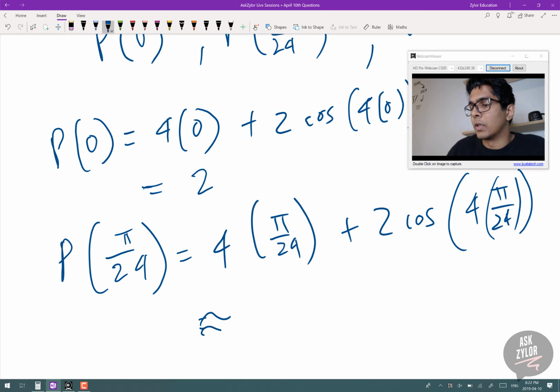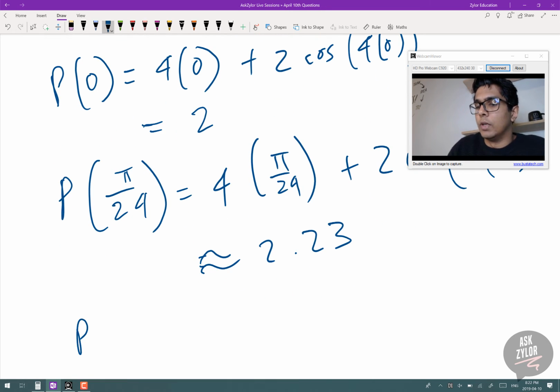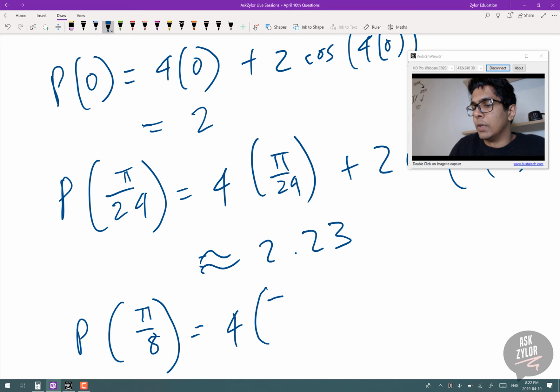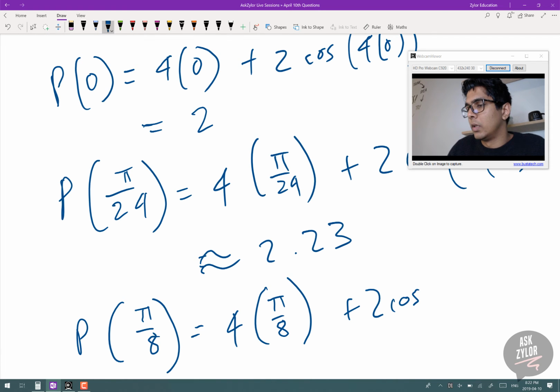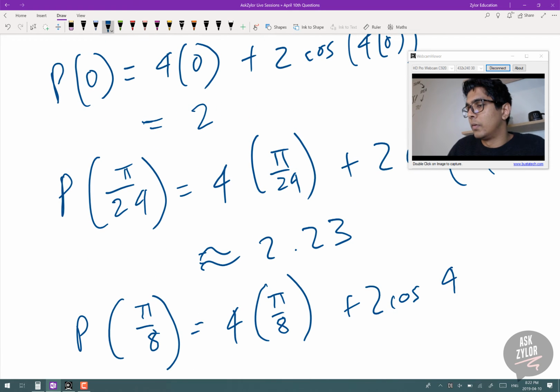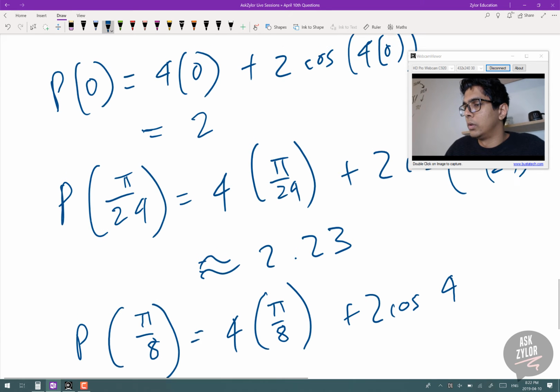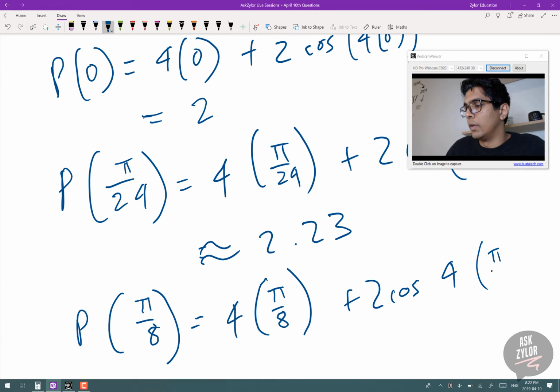This should give you approximately 2.23. And then the other one is pi over 8. So let's do that as well. We're just plugging in these points. Cos 4 times pi over 8.